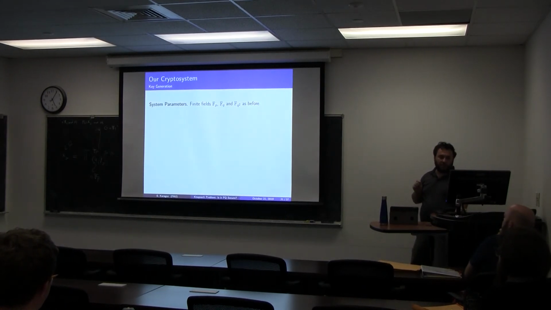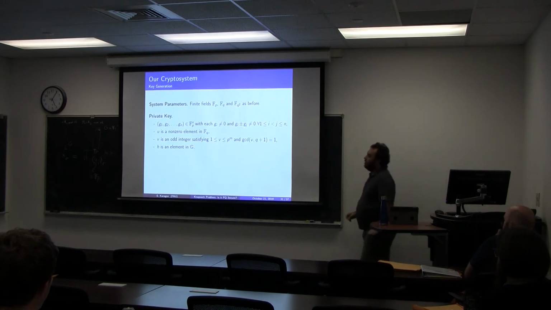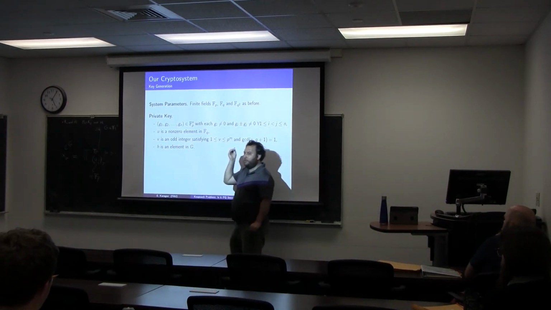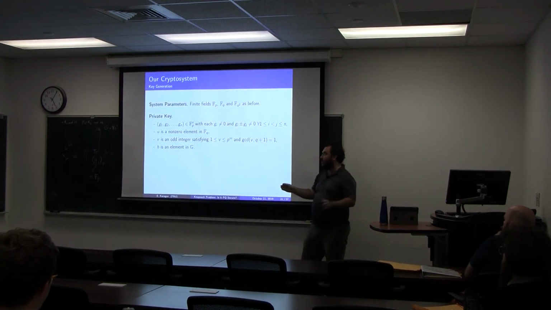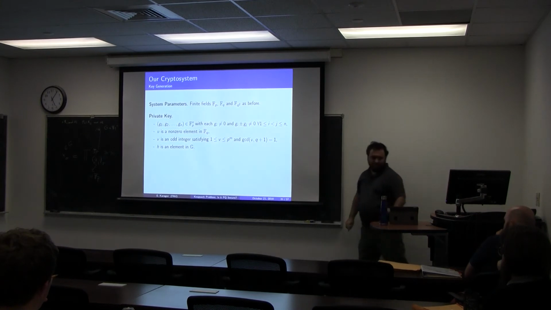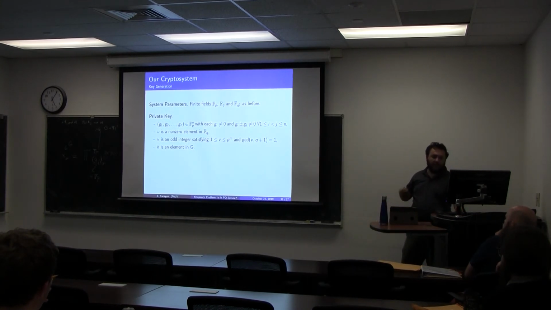So in our crypto system, we have FP, FQ, and FQ squared as I told before. The private key is some elements in FP, G1, G2, Gn. I will use these GIs as my basis, but this is secret. There are some other restrictions on these GIs. Another non-zero element in FQ, an integer V, and another element in H.